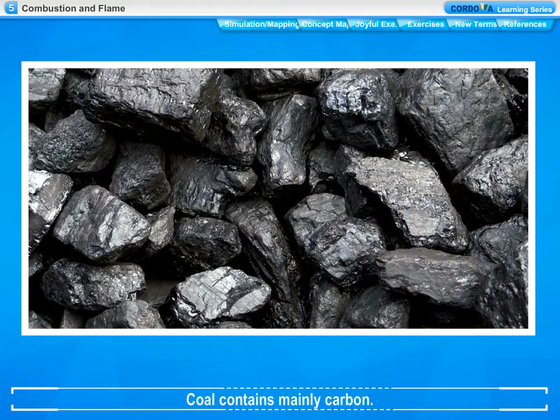Coal contains mainly carbon. The slow chemical process of the conversion of the dead vegetation, remains of dead plants, into coal under the influence of high temperature and high pressure is called carbonization.